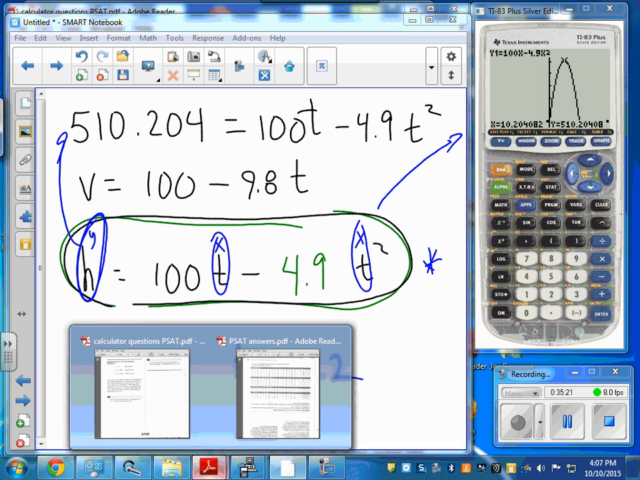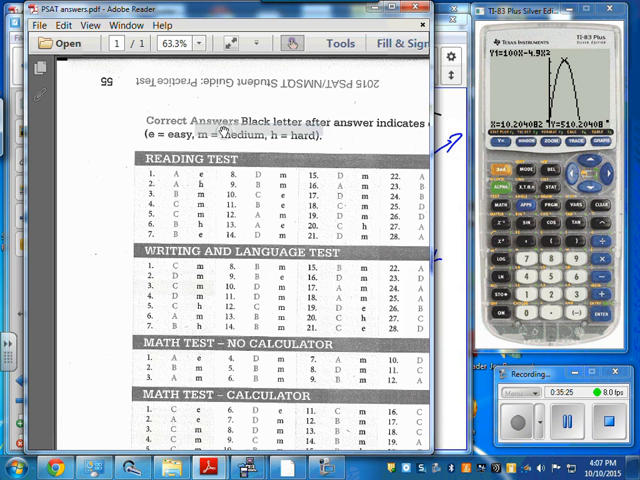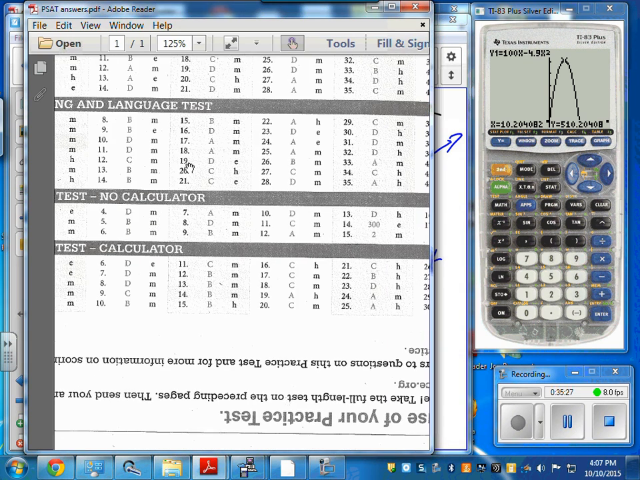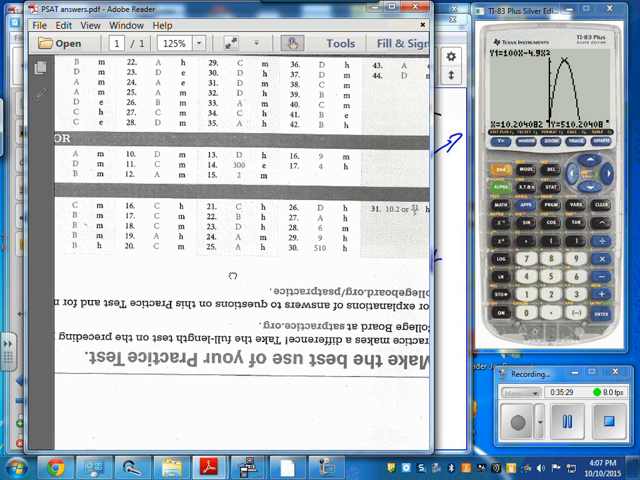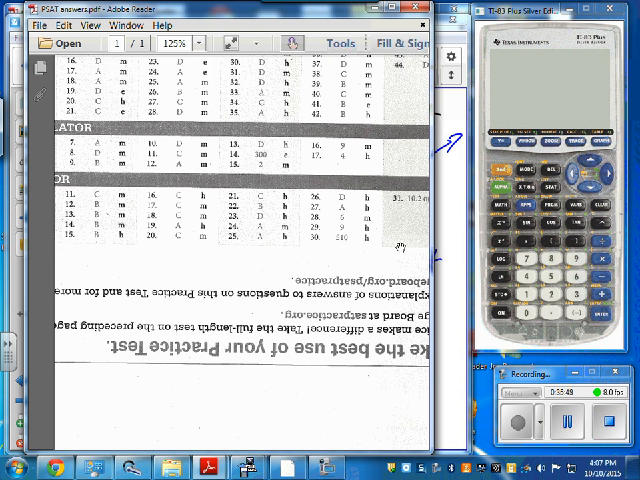Okay, now if you look at the answer sheet, and maybe we can load this up a little bit so we can see it better. These calculator problems, the hard ones, these last few were hard problems. In fact, a lot of these calculator problems are hard. H stands for hard. So if you didn't understand these, don't feel too bad. Put something down. Remember, there's no penalty for wrong answers. So put something down. Check your answers as you go.